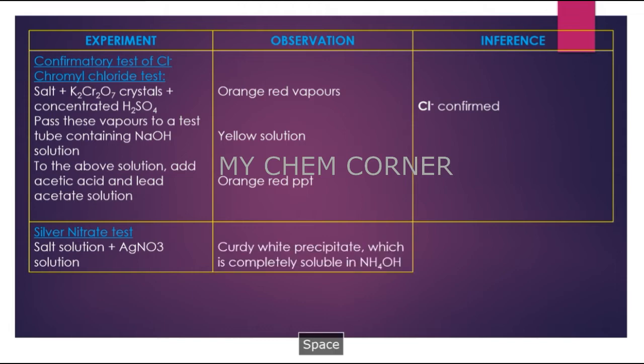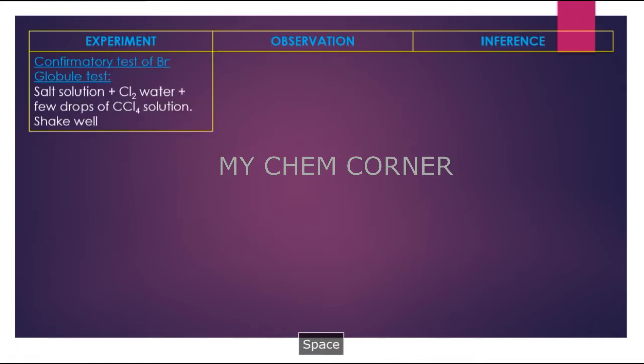Now when you add these two, you will immediately get a curdy white precipitate. When you add NH4OH, that curdy white precipitate is going to be completely soluble. This will confirm chloride ion. So there are two confirmatory tests. You are expected to write both the confirmatory tests if you get chloride as your radical in the group test. But out of the two tests, no examiner will ask you to perform chromyl chloride. They will only ask you to perform silver nitrate test. So that is your two confirmatory tests for chloride.